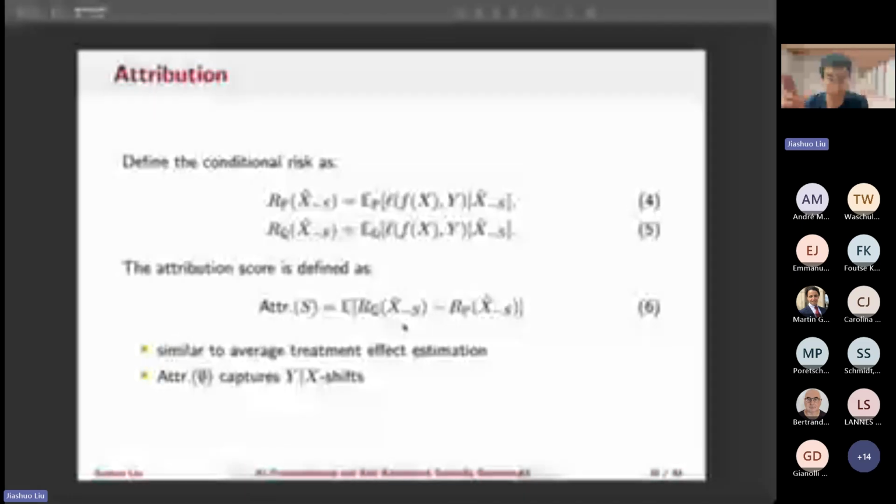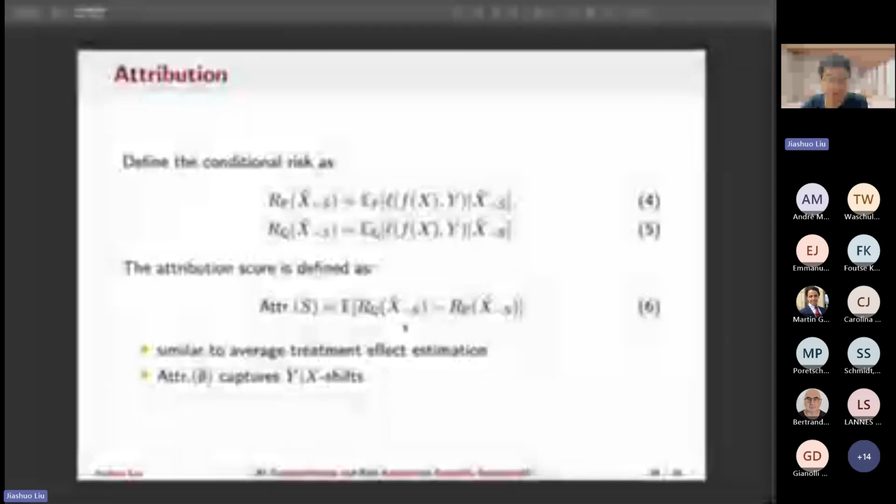When we are interested in one specific feature S and want to compute its attribution score, we control the distribution of all the other features to be the same between P and Q, and then we compute the performance drop. So now the performance drop should be attributed only to this specific feature S. This is our high-level idea. To be honest, it's similar to average treatment effect estimation in the causal literature. If you take S as an empty set, this attribution score captures the overall shift between the 2 distributions.